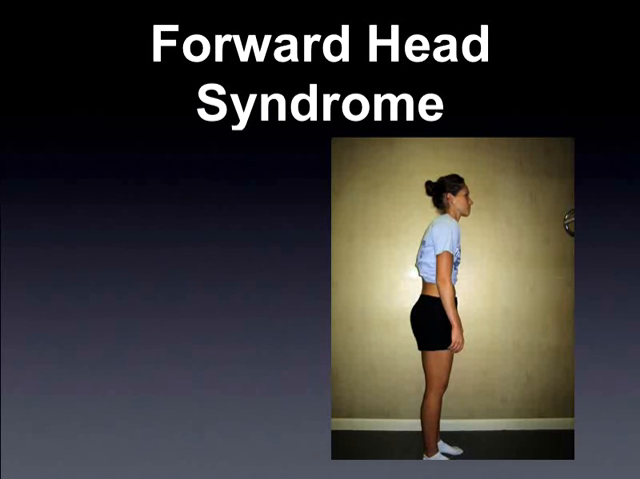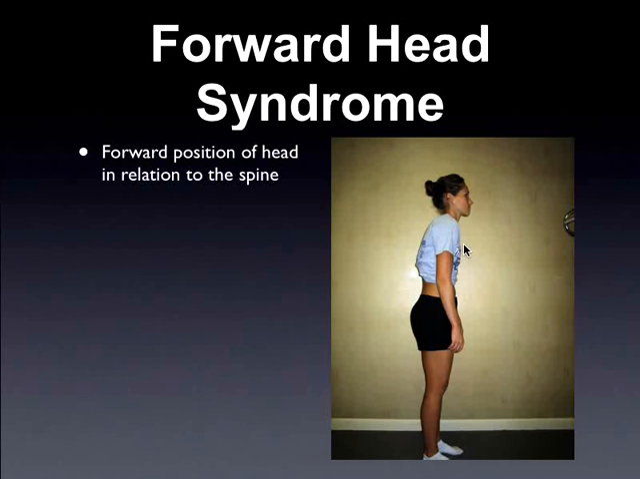And then finally, we have the forward head syndrome. The forward head syndrome is characterized by a forward position of the head in relation to the spine. So if you were to drop a plumb line through the center of the body, the head should be positioned where the plumb line is essentially at the level of the ear. But in the forward head syndrome, the head is well forward of the plumb line, and as a result, we begin to see several things happen.